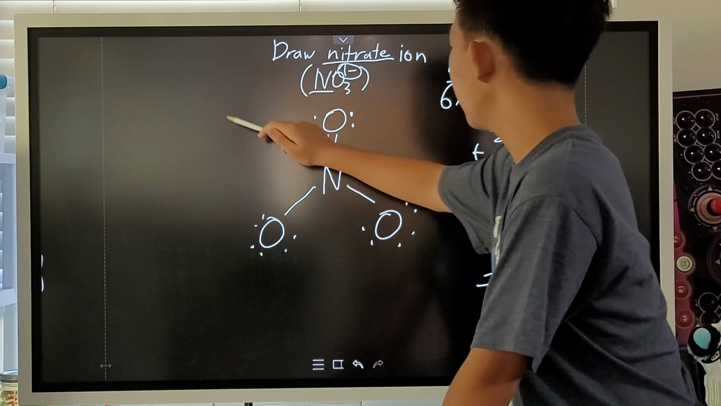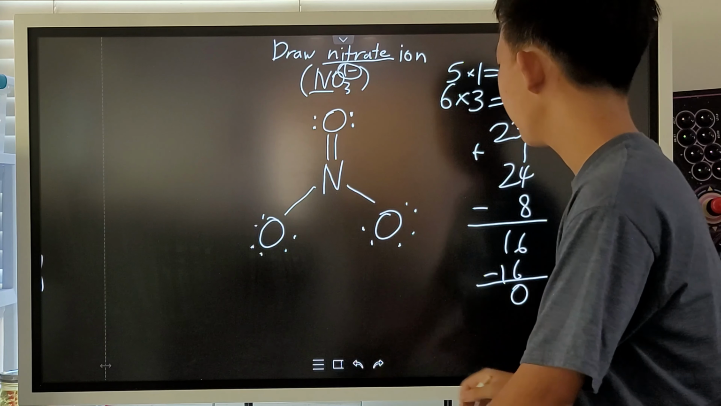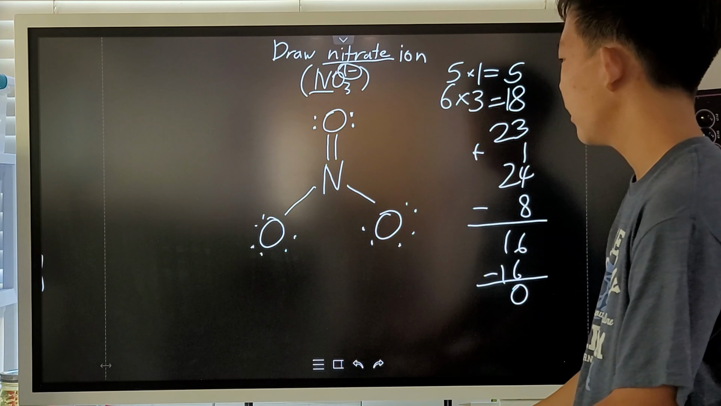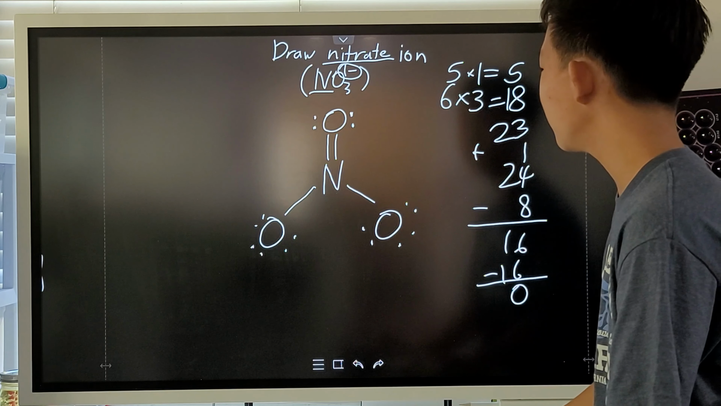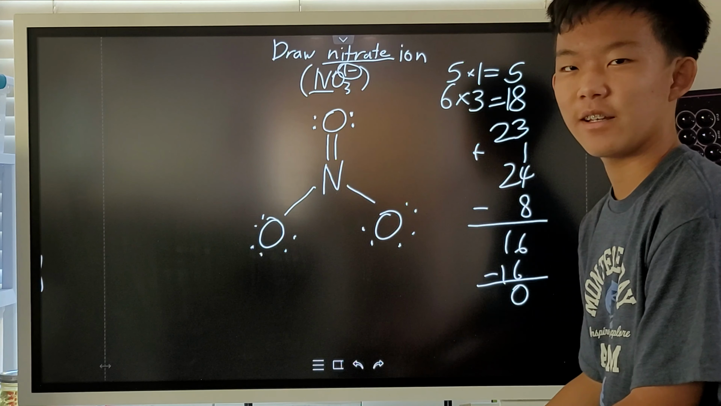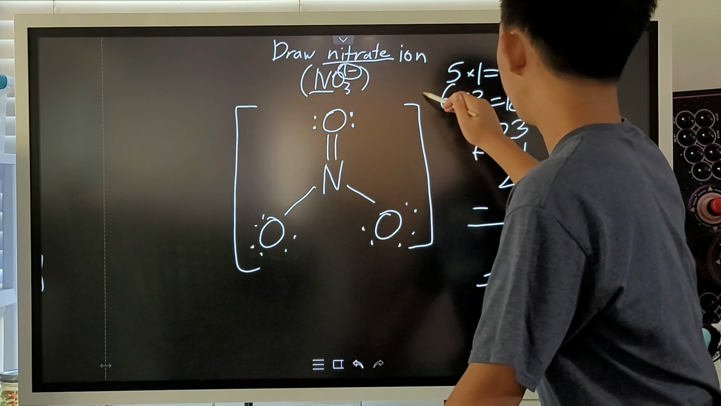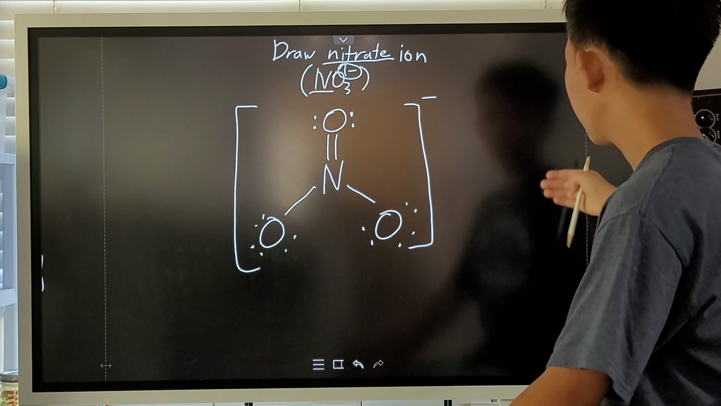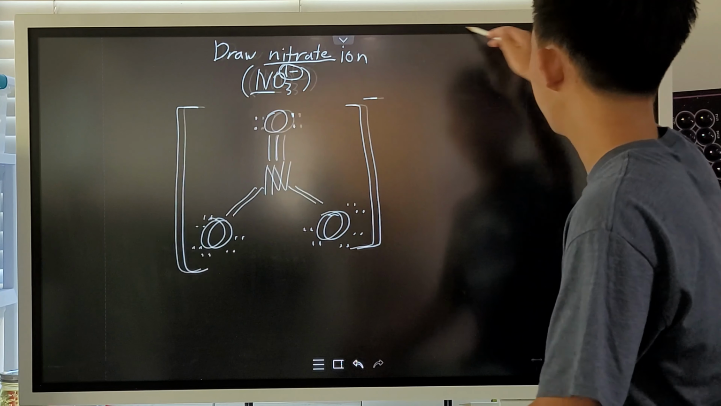So therefore, this is the structure of the nitrate ion. Wait, no, it isn't. Remember, we had this 1 minus charge from the start. And if you put it like this, some people would think, oh hey, nitrate's neutral. So we need to put in brackets and then signify this as an anion by putting this negative sign. So that's how you graph a polyatomic anion, in our case nitrate.